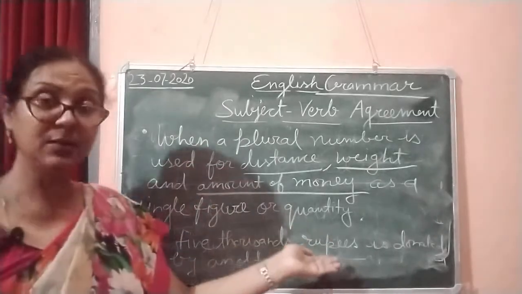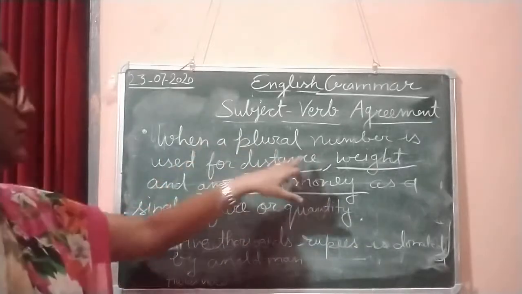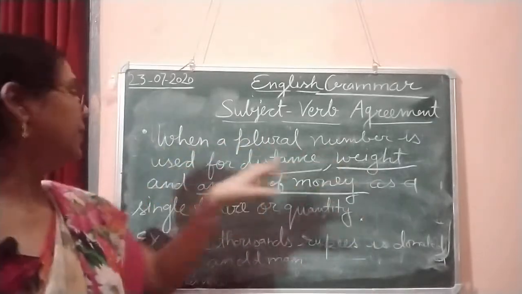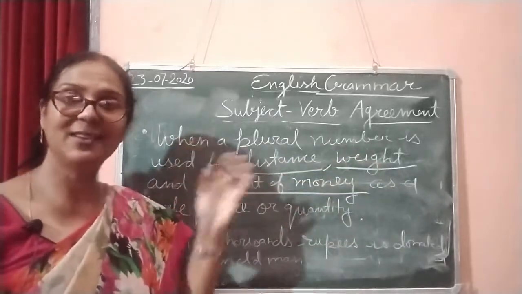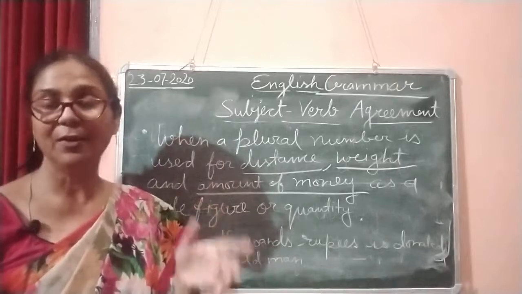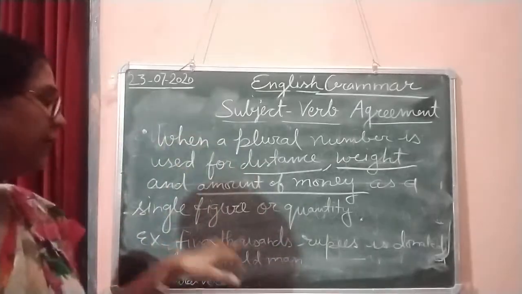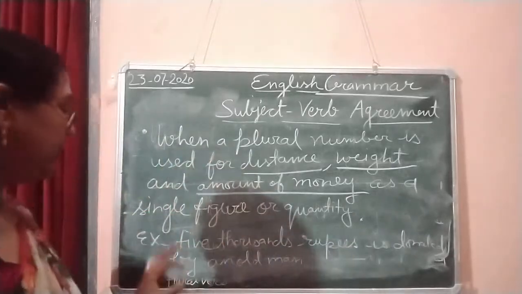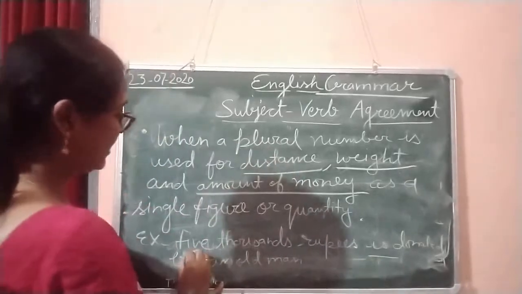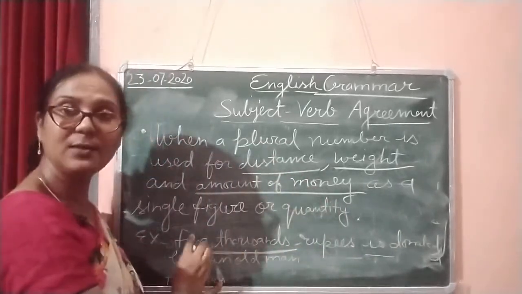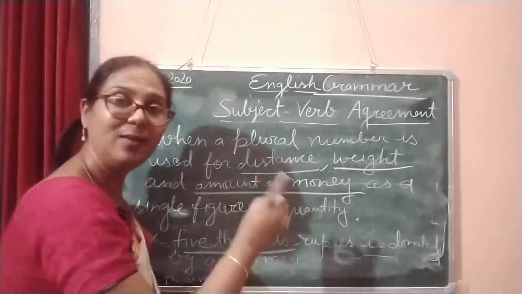5,000 rupees. Rupees is also there, but the rule is telling us that when a plural number is used for distance, weight and amount of money, it is considered as singular. And we are supposed to write is. So the 5,000 rupees is donated by an old man. Is. This is considered as a singular subject. And here we are supposed to write a singular verb.